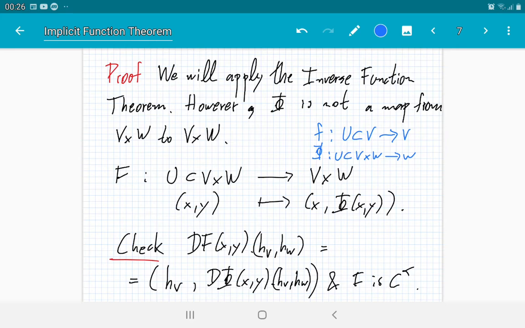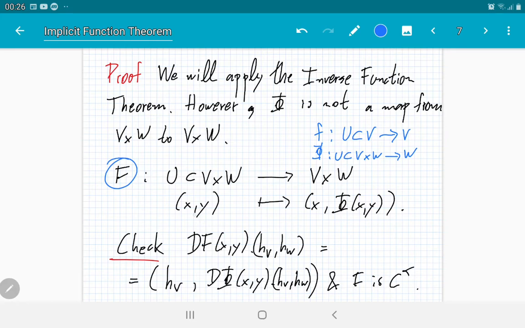So here's how we define a function capital F that's related to phi, but maps V times W to V times W. It's actually quite simple. Loosely speaking, phi maps a higher dimensional space, V times W, to W. So I know it's not going to be invertible because, again, if I'm looking at finite dimensions, I have more unknowns than equations. So that's an underdetermined system of equations.